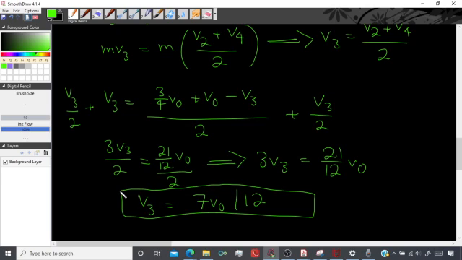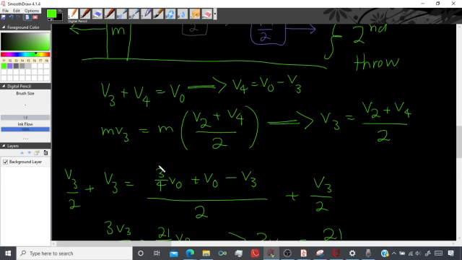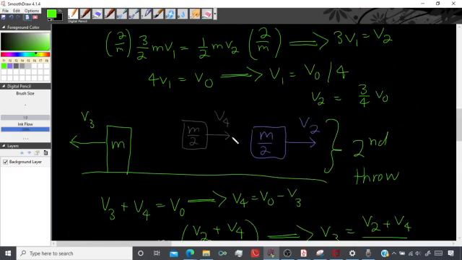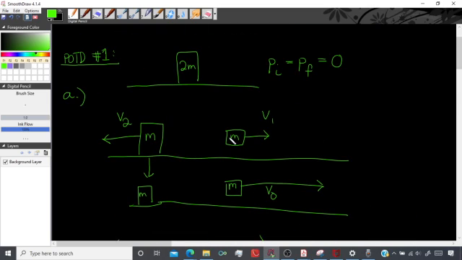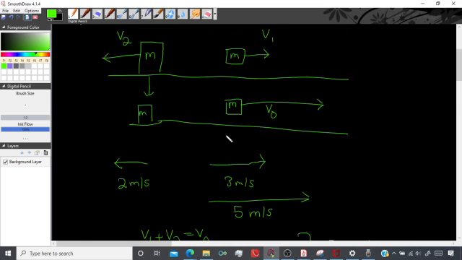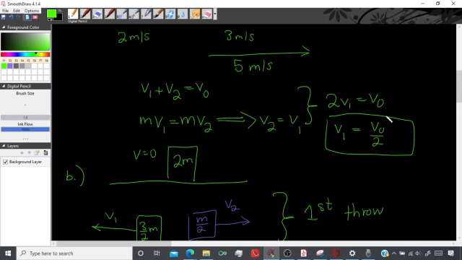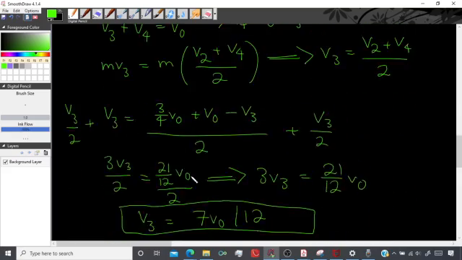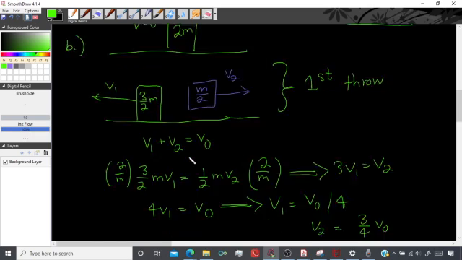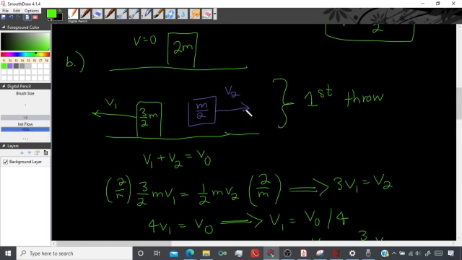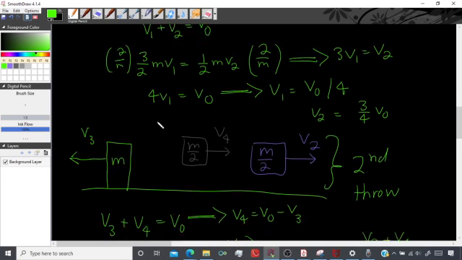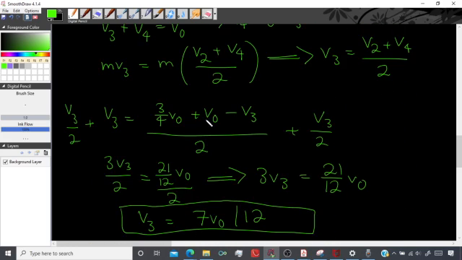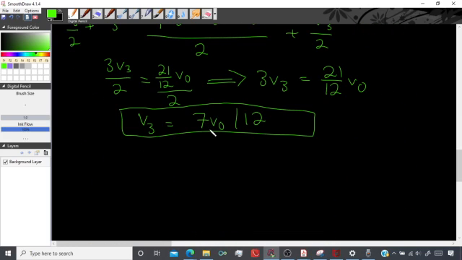And that is our final answer for our speed after we've thrown the second half of the block. And yeah, so to sum it up, for part A, we just had to solve our speed after throwing the whole block, and we got that that was just 1/2 of the relative speed of the block we threw. And for part B, we divided it up into 2 different throws. So first we threw 1/2 the block while keeping the other half. And after a while we threw the other half of the block, and we got our final speed to be 7 v naught over 12.